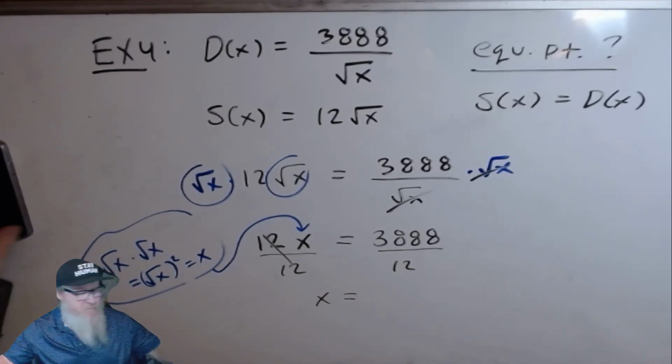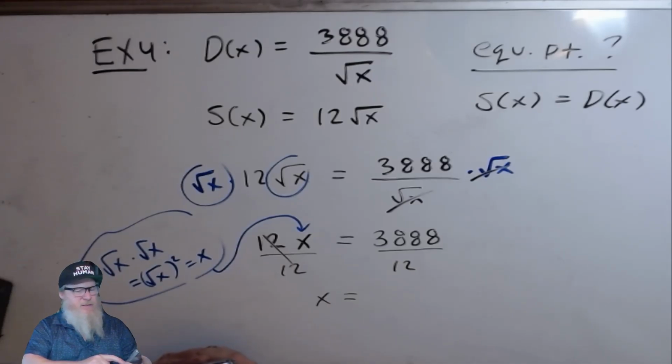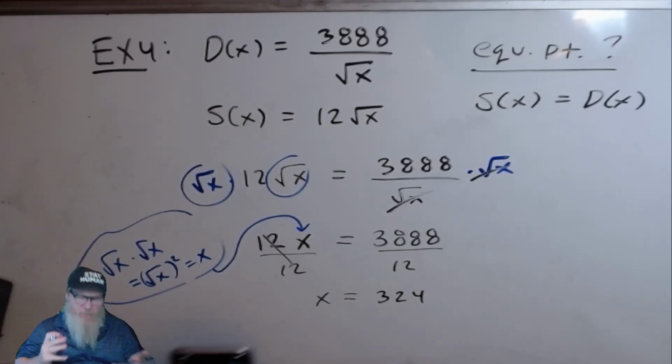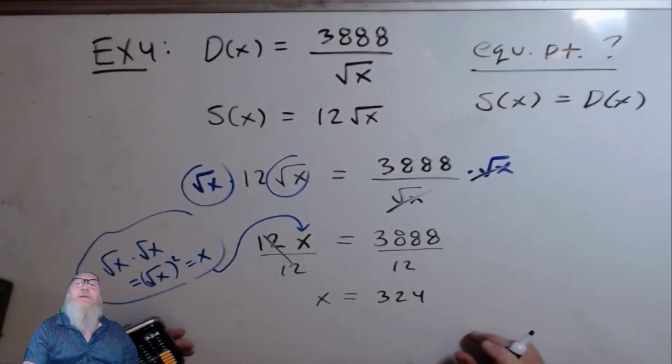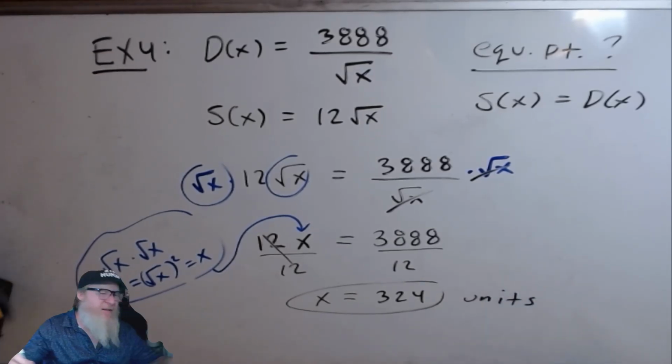So 3,888 divided by 12. Oh, nice. I couldn't have planned that any better. Where you been this whole lecture? This was the one we've been looking for here. All right. 324 units. Now we're selling, right?